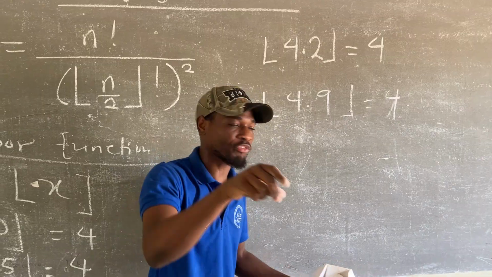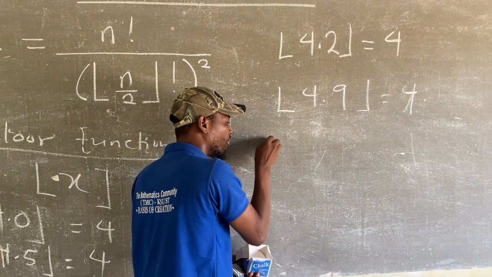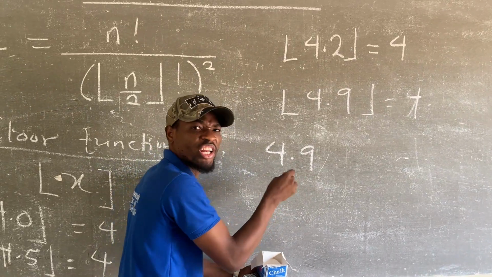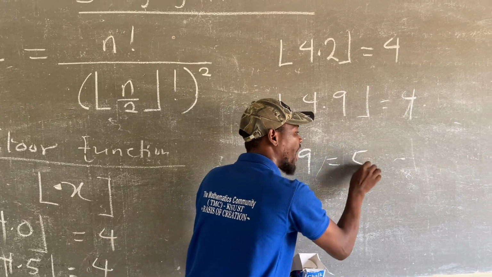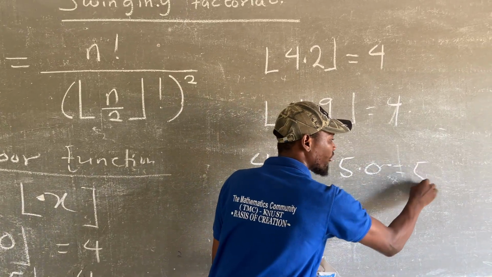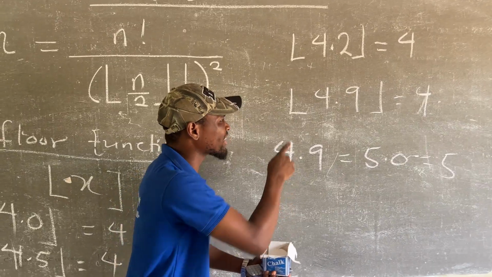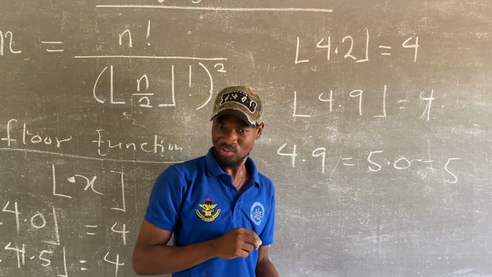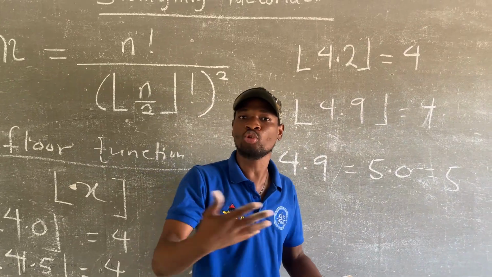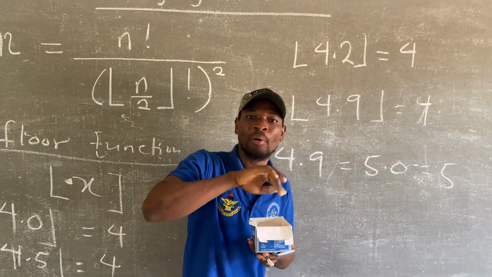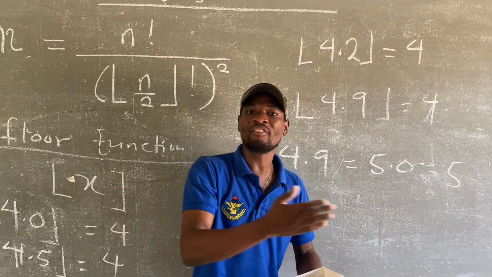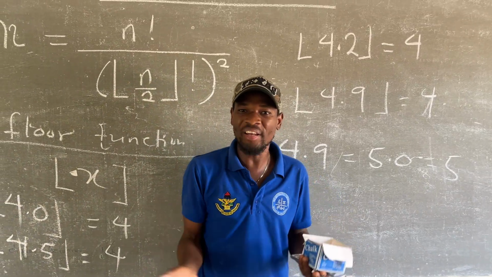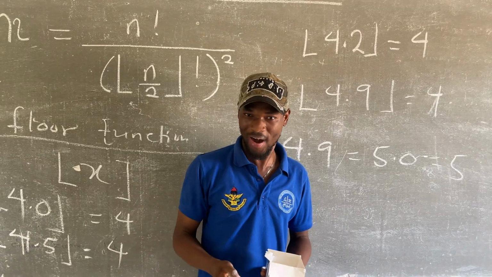Class, this is different from rounding 4.9 to the nearest whole number. When you round 4.9 to the nearest whole number, the answer becomes 5.0, which is the same as 5. But remember, this is the floor of 4.9. Do you get it that way? When you are considering Python programming, in the arithmetic operations you have the floor function, the modulo, and so many arithmetic operators.